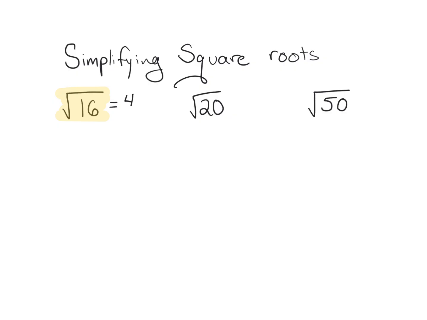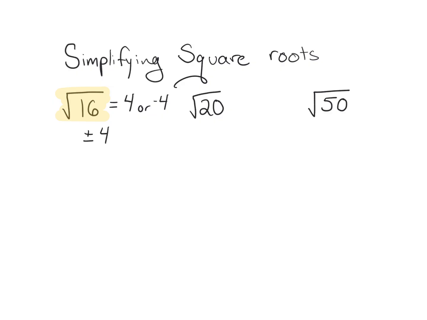I can have 4 or I can use -4. And a lot of times when we're asked to solve this, we'll actually write this as plus or minus whatever number it is we're dealing with. So in this case, it's 4. But I still can actually simplify when I don't have a perfect square.